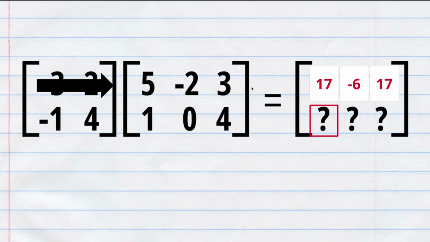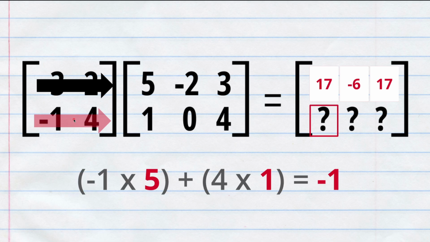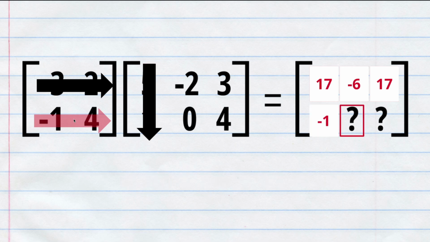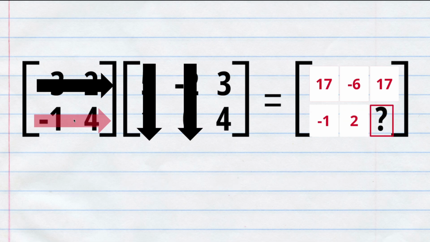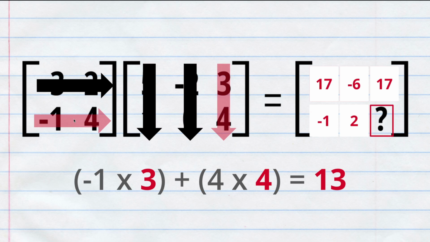After we have completed the first row, we will no longer use the values in the first row, because we already used the first row given to calculate the first row of the matrix produced. Now, we will use the second row given to calculate the second row of the matrix produced. Negative 1 times 5 plus 4 times 1. Negative 1 times negative 2 plus 4 times 0. Negative 1 times 3 plus 4 times 4.